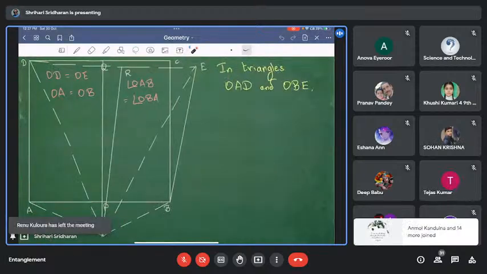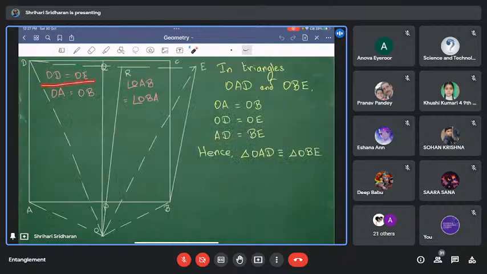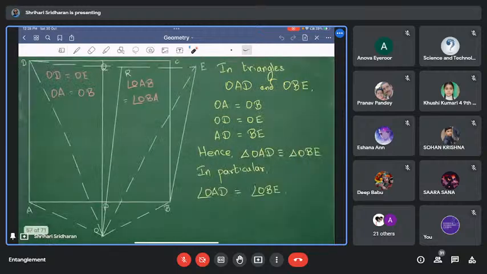And finally, I consider the triangles OAD and OBE, these two triangles. And what do I have? Now, OD is equal to OE, and so maybe I'll make use of that as well. By construction, I know that AD is equal to BE is equal to S. So by the SSS postulate, these two triangles OAD and OBE are congruent. In particular, angle OAD is the same as angle OBE.